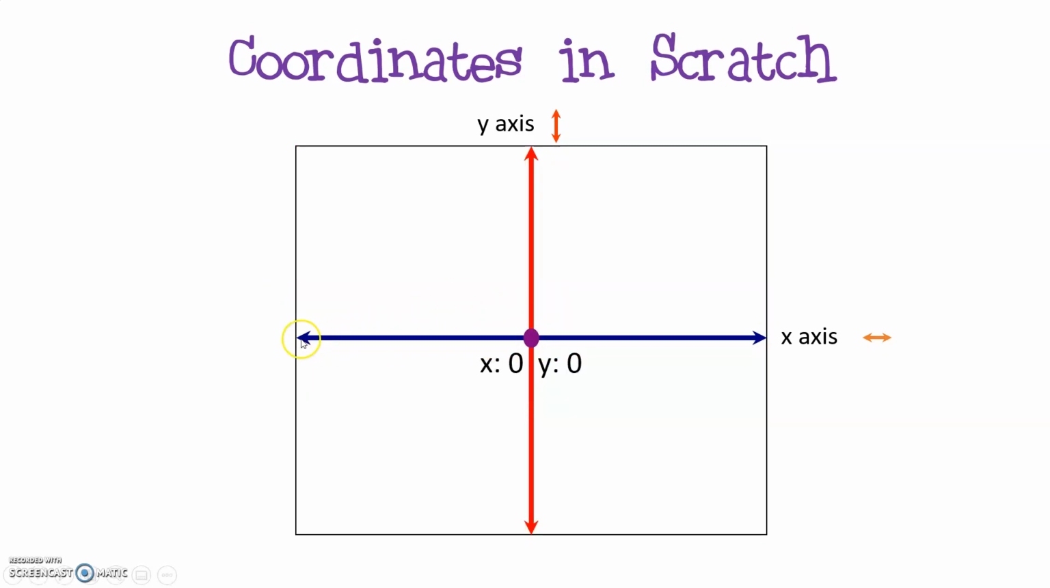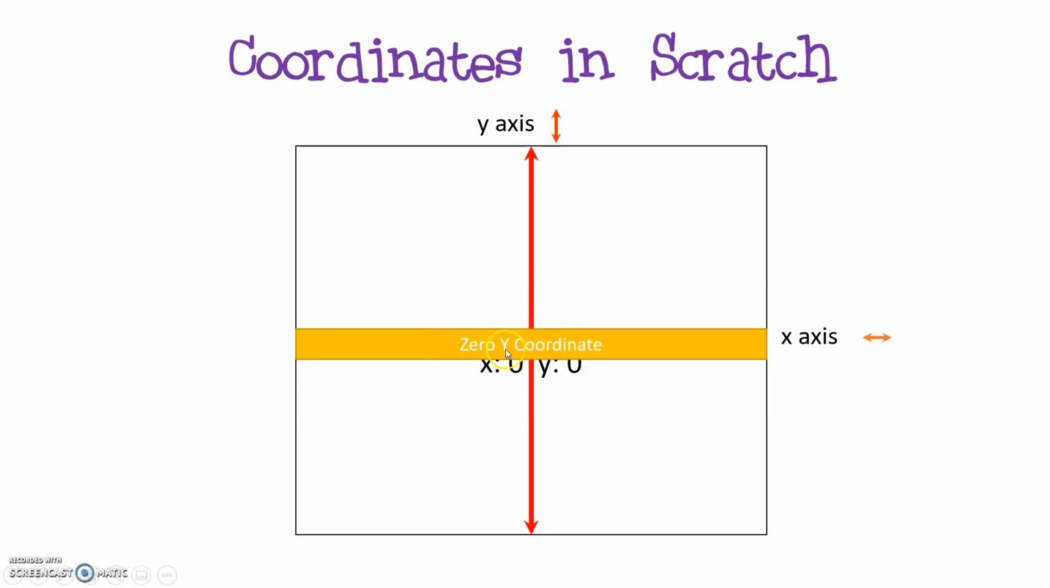Okay, if we have a sprite that happens to be positioned right along this x-axis, what that actually means is its y coordinate is equal to 0. Okay, so it's got a 0 y coordinate. If we measure it against this scale, this is the point 0 in the middle. Okay, so it's got a 0 y coordinate.